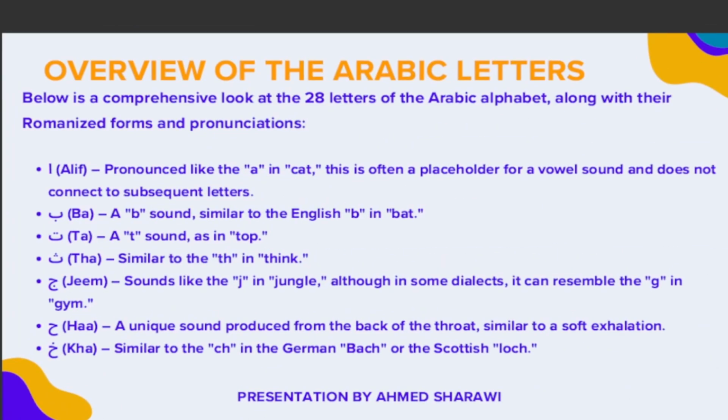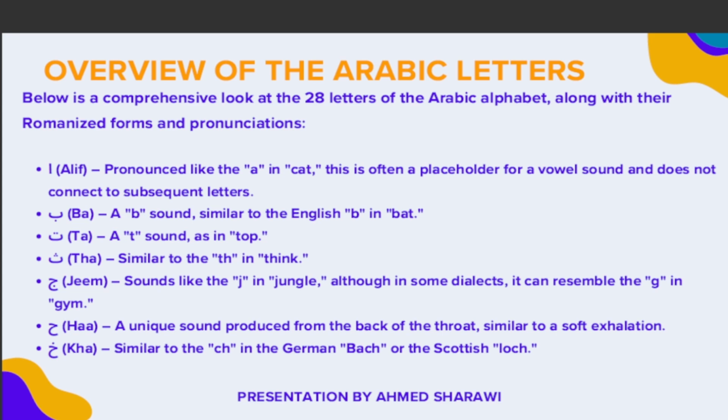Overview of the Arabic letters. Below is a comprehensive look at the 28 letters of the Arabic alphabet, along with their romanized forms and pronunciations. Alif, pronounced like the A in cat. This is often a placeholder for a vowel sound and doesn't connect to subsequent letters.